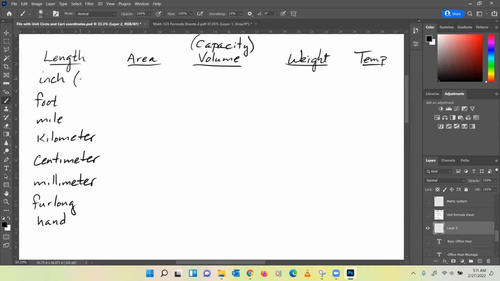And we usually give a shortened notation for each of these. I won't write all of these down, but you get the idea.